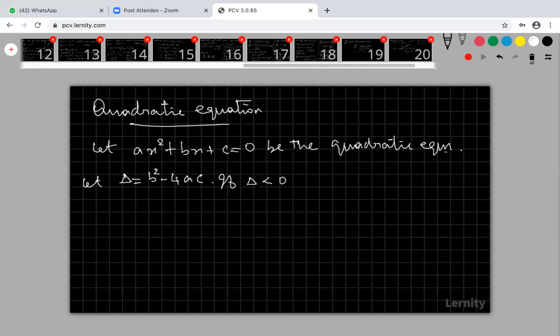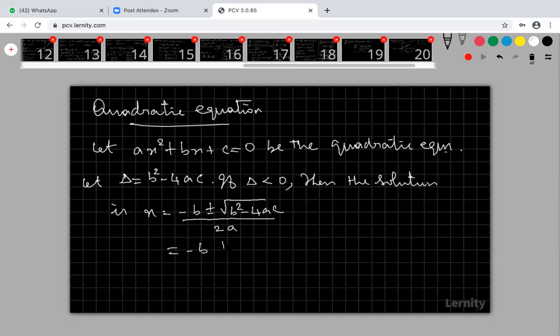So if the discriminant is less than 0, then I will get solutions that are complex. The solutions are complex. Then x is equal to minus b plus or minus root over b square minus 4ac divided by 2a. So minus b plus or minus, you can take minus outside. So this is 4ac minus b square.